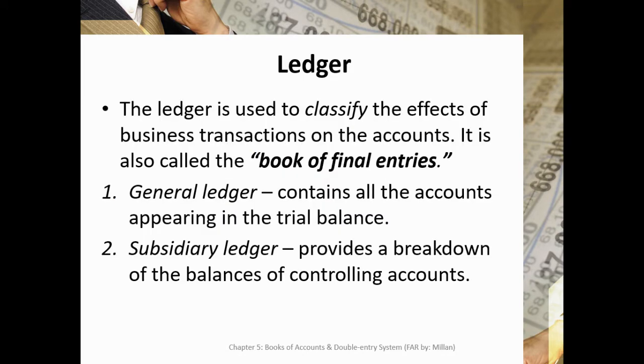What is a controlling account? A controlling account is one which consists of a group of accounts with similar nature. The balance of the controlling account is known in the general ledger, while the balances of the accounts that comprise the controlling account are shown in the subsidiary ledger. Not all accounts in the general ledger are controlling accounts. Only those whose balances necessarily need a breakdown are considered controlling accounts.